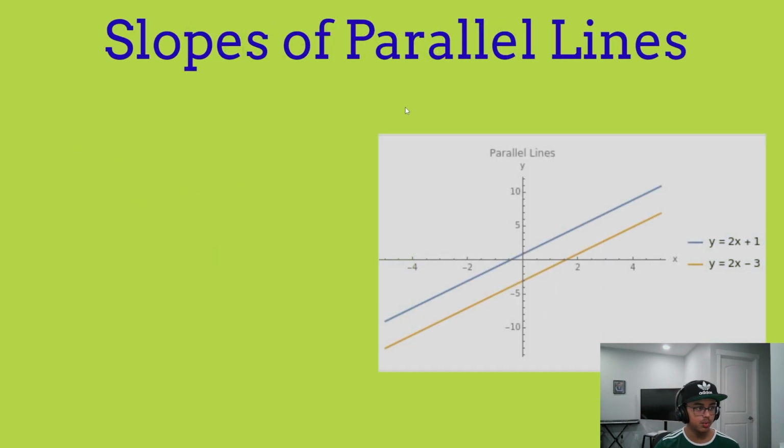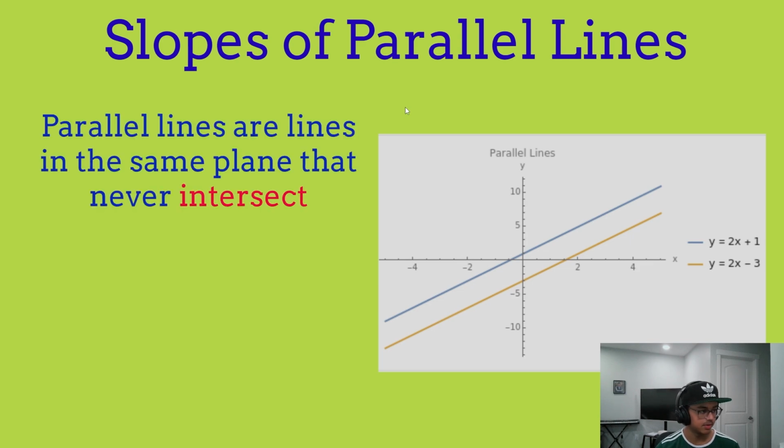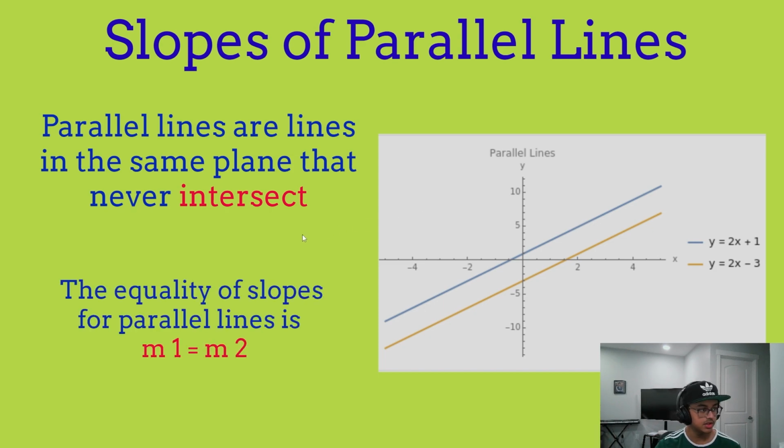And now let's talk about what the slope of parallel lines are. Parallel lines are lines in the same plane that never intersect. So in this case, we can see that these two lines are parallel because they run together and they never intersect. And basically, the slope of parallel lines is equal. So that means m1 would be equal to m2.